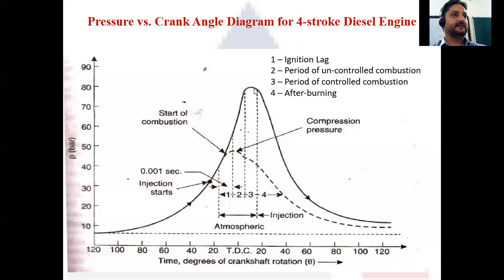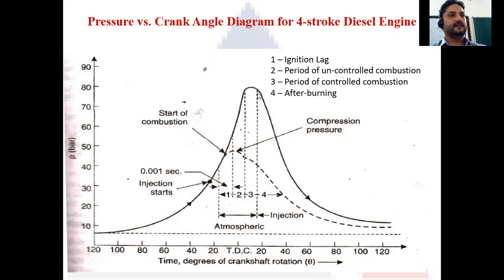You can see that the maximum pressure inside the diesel engine reaches around 80 bar. It was around 44 bar in a petrol engine, but inside a diesel engine it is around 80 bar. So double the pressure is there inside a diesel engine. Again, you can see that the top dead center is here. The maximum pressure point is reached around 10 to 12 degrees after the top dead center. After that, the fourth phase is afterburning.